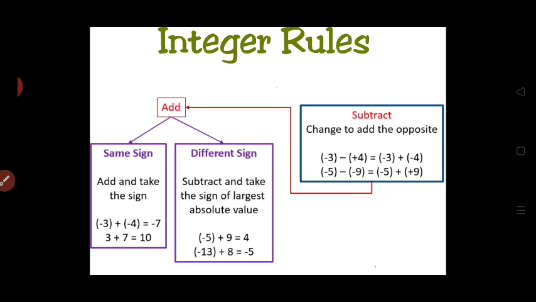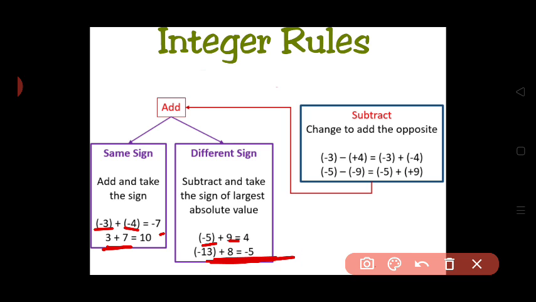So in case of addition, if both integers have the same sign, then we have to add them and write the sign. Same in the case of positive also. If we have different signs like here, then first of all find the difference and put the negative sign if the negative number is greater. Here 9 is greater and that is positive, that's why you put here 4.